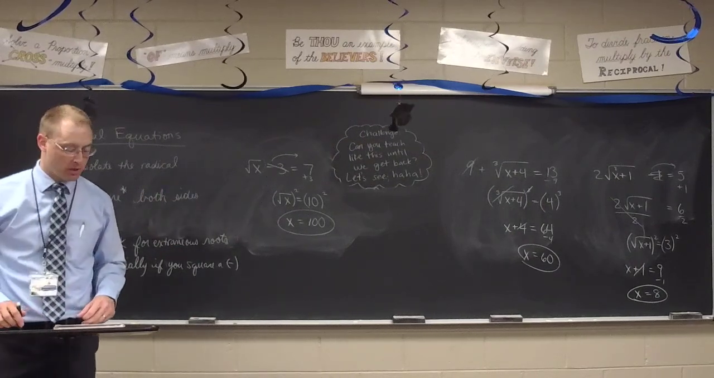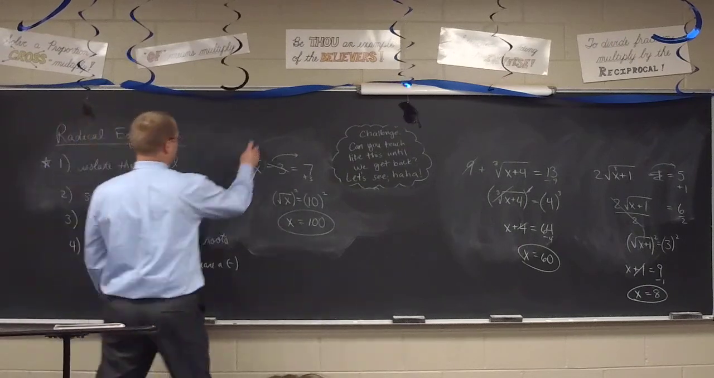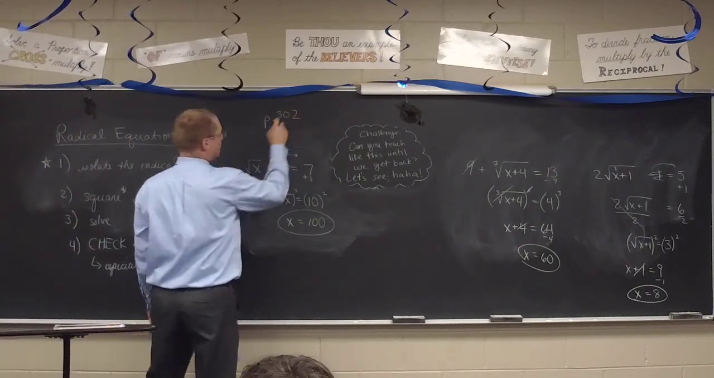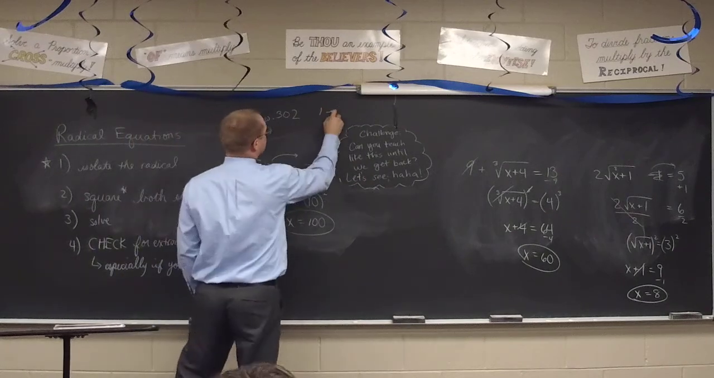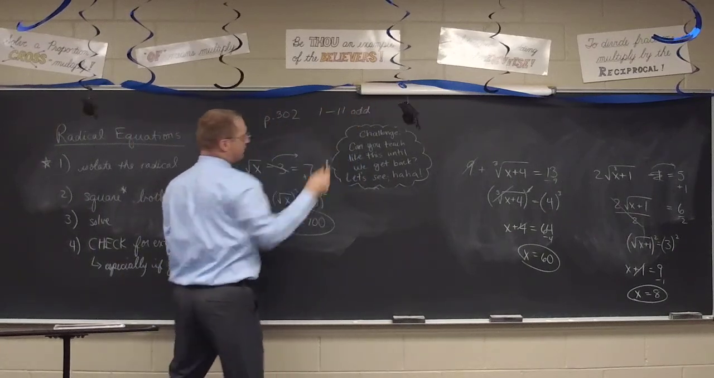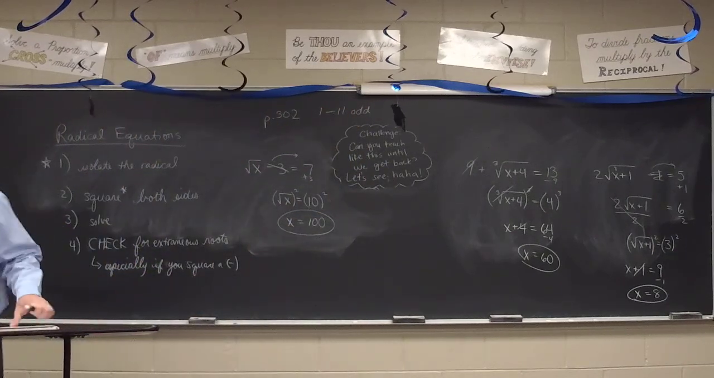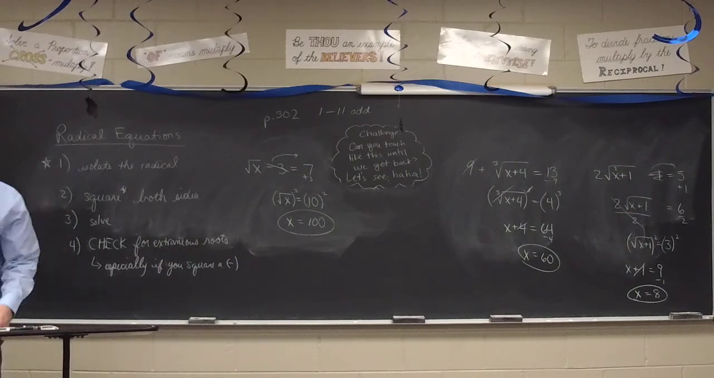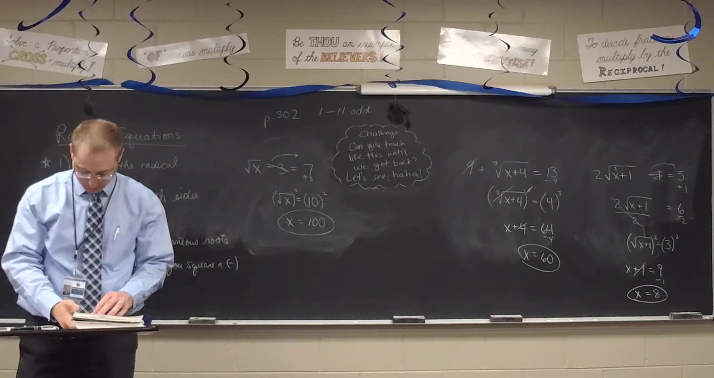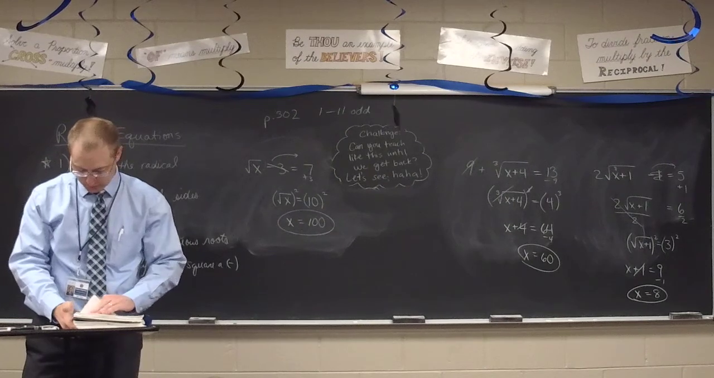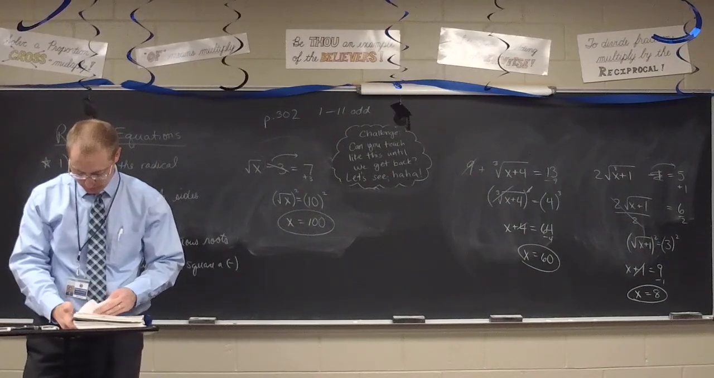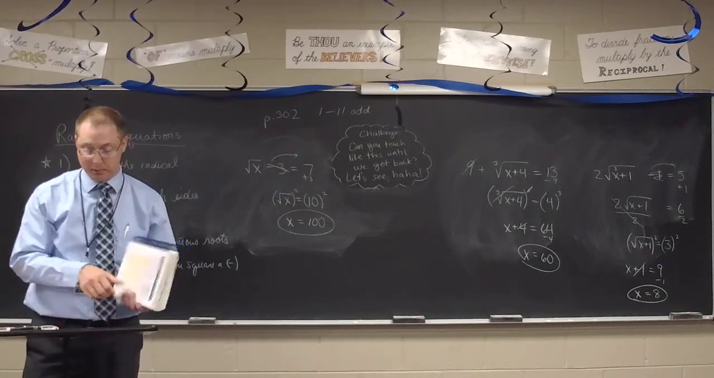Questions? Turn to page 302 in your textbooks. Page 302 in your textbooks. Now I want you to do numbers 1 through 11, the odd numbered problems. Page 302, numbers 1 through 11, the odd numbered problems. Yes, 1 through 11 at the top in the practice section.